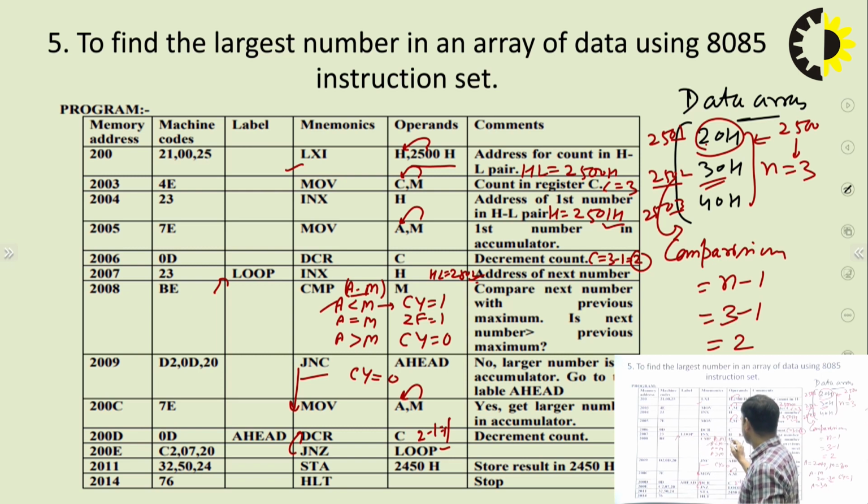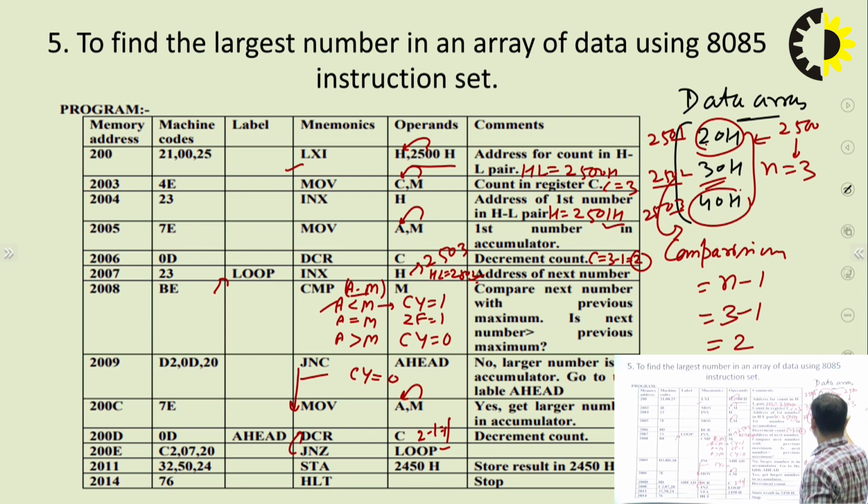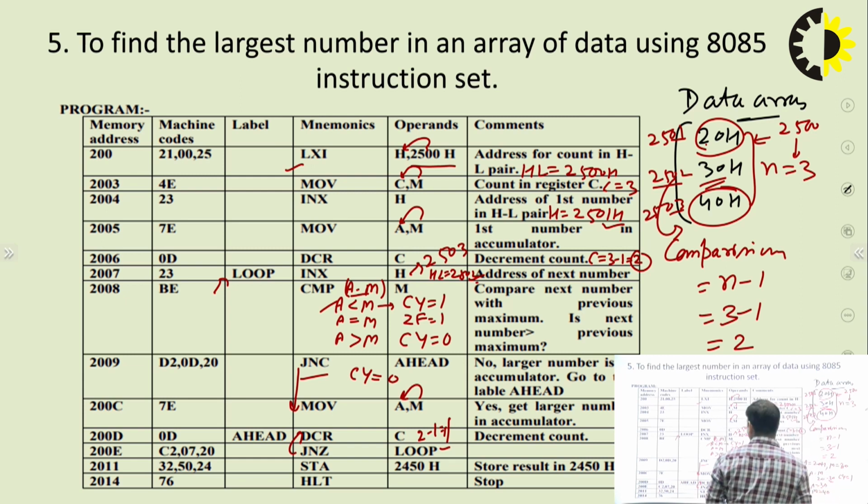So INX H means increment the HL pair. Now the HL pair is 2503. What is the content in the HL pair? That is 40. So the accumulator contains 30 and M contains 40. So A is 30 and M is 40, and again the comparison will occur. When the comparison occurs, we see 30 minus 40, which means the carry flag is 1. Again the carry flag is 1.